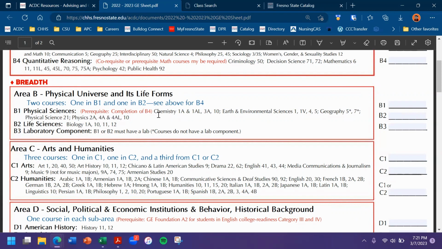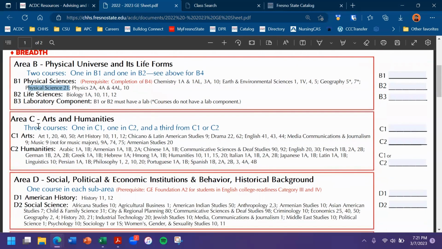In B1 as well, if you're not a major that requires chemistry or physics, you can also see other classes that are hidden by the names, such as Earth and Environmental Sciences, which is natural disasters and earth science, geography courses, and astronomy, which may be a little bit more accessible if you're not a science major.